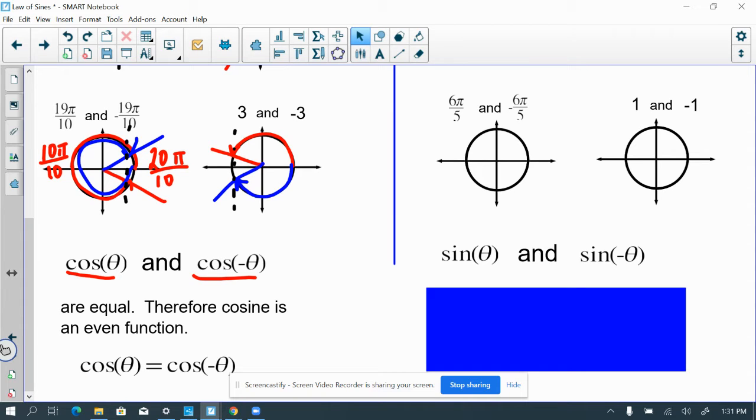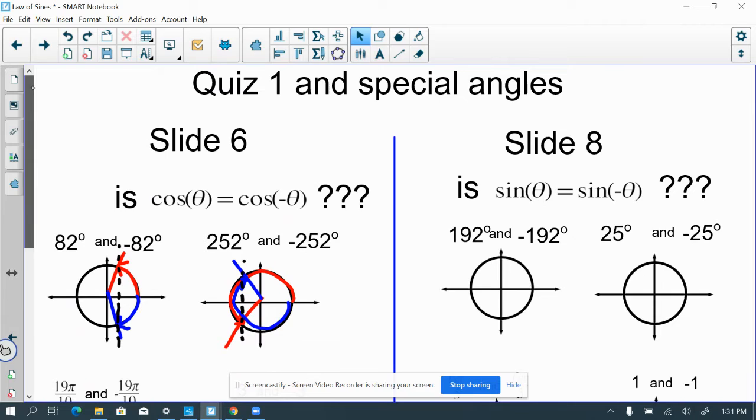And whenever that happens, that means we've got an even function from semester 1. If you replace the domain with its opposite and you get the same results, that's an even function. And it's symmetrical on the y-axis. What about sine?